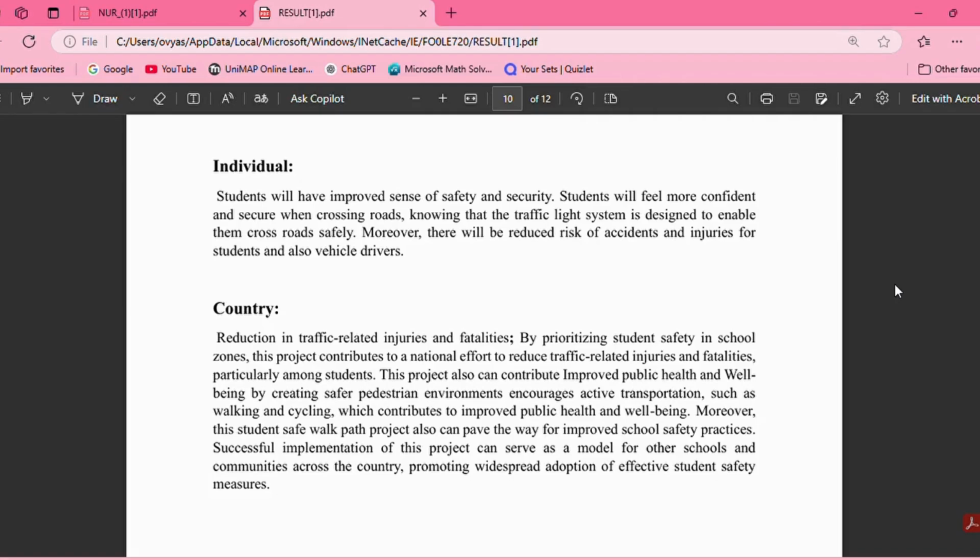Moreover, the Student Safe Walk Path project can also pave the way for improved school safety practices. Successful implementation of this project can serve as a model for other schools and communities across the country, promoting widespread adoption of effective student safety measures.